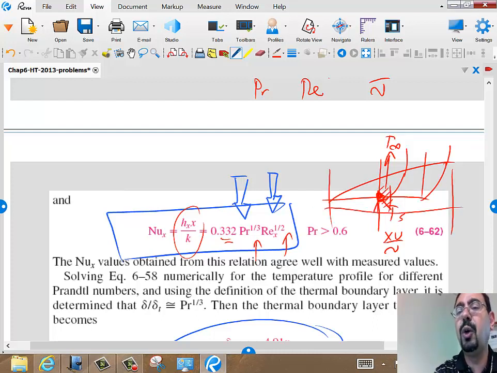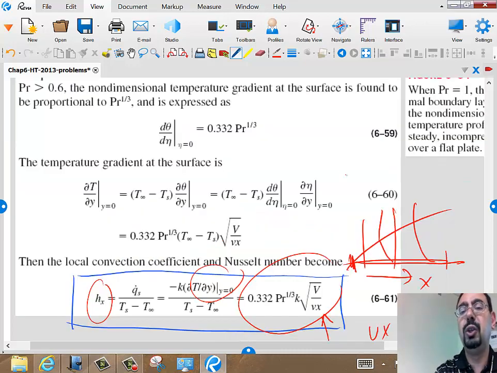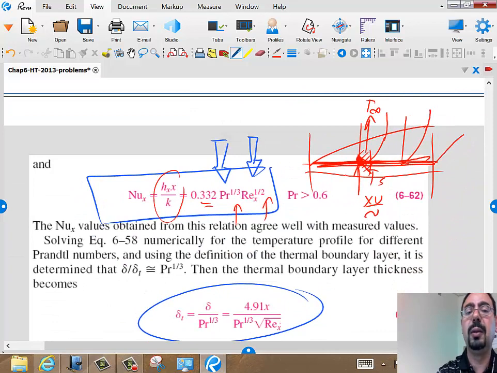This is if you are interested in the q leaving only this part. What if you are interested in the whole q leaving the plate, as you should be? You integrate over the whole plate. Does this make sense? Ask me now, because the quiz will basically, I will give you the h, I will tell you what is q leaving the whole plate.